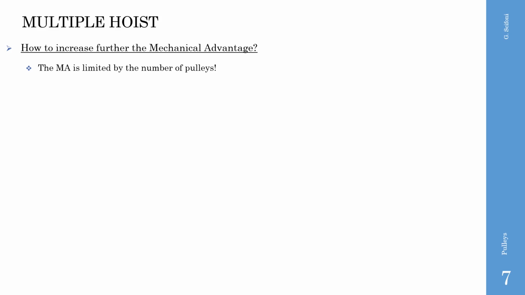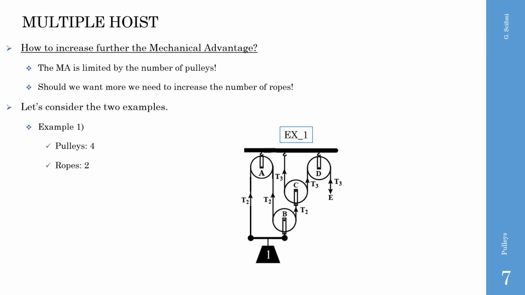And this is complicated. There is another way to increase the mechanical advantage without increasing the pulleys. That is to use multiple ropes. In example 1, we have 4 pulleys and 2 ropes. One rope is driven by the pulleys A and B, and the second by the pulleys C and D. The mechanical advantage of this hoist is 6.